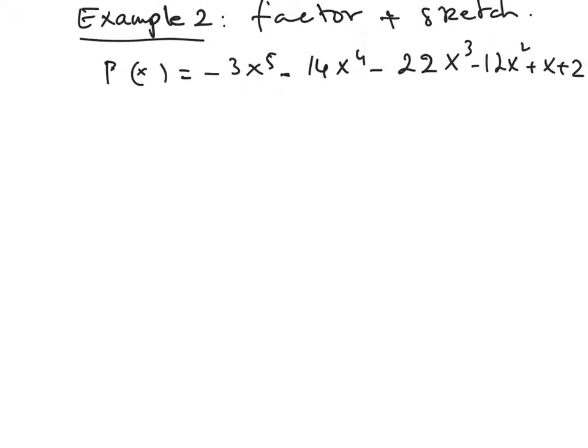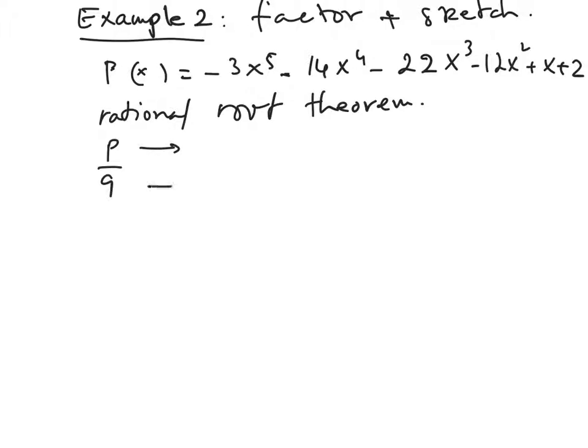Now again, we have no information about any factors or zeros, so one way to start this question is to use the rational root theorem. The rational root theorem states that any rational zeros will be equal to the ratio p over q, where p are the factors of the constant term, which is 2 in this case. So the factors will be plus or minus 1, plus or minus 2, and the q's are the factors of the leading coefficient, minus 3, and the factors are plus or minus 1, plus or minus 3.